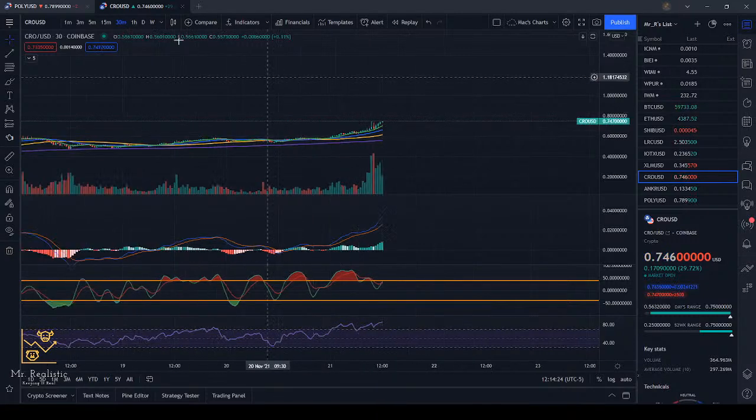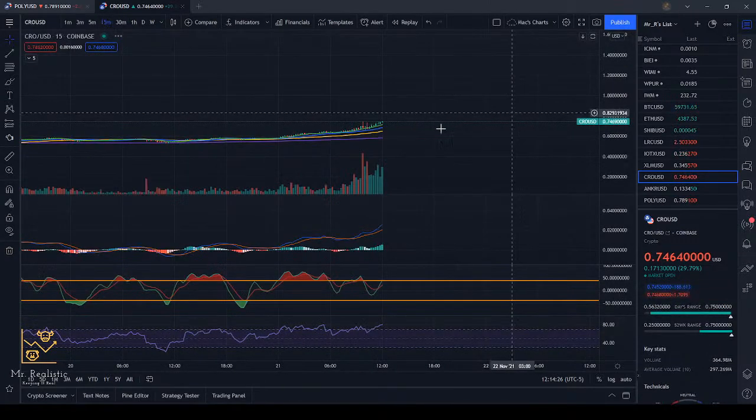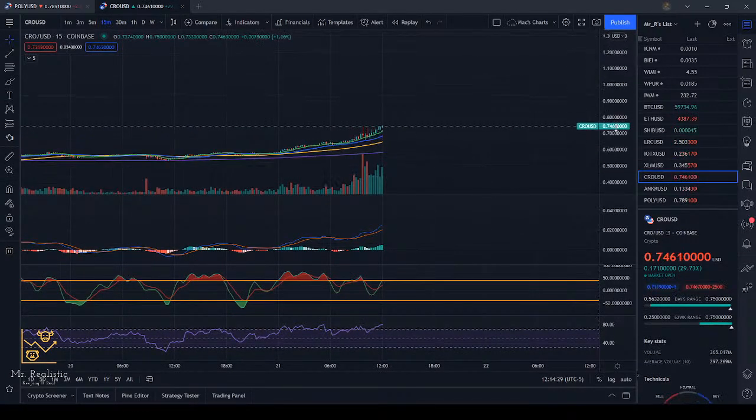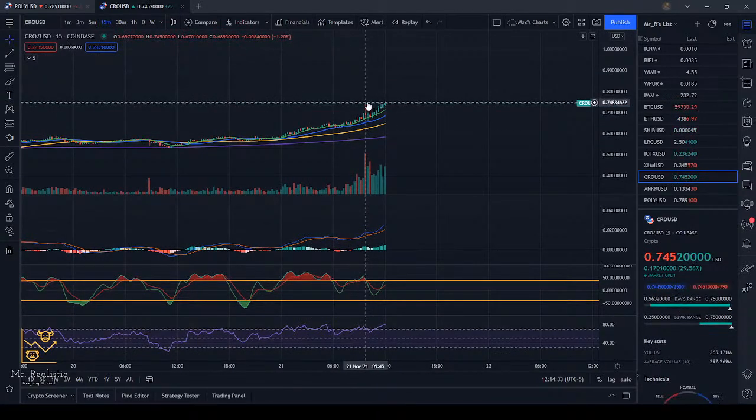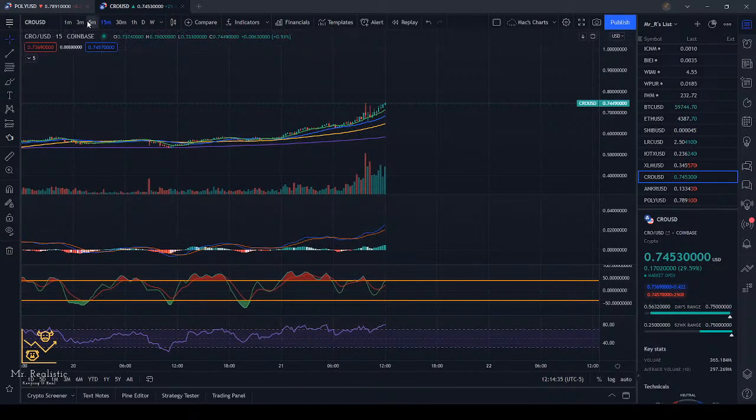Beautiful. Absolutely beautiful. Crow is flying, really close to the 8. Really nice. Trying to break this. Looks like we got a slight resistance zone.